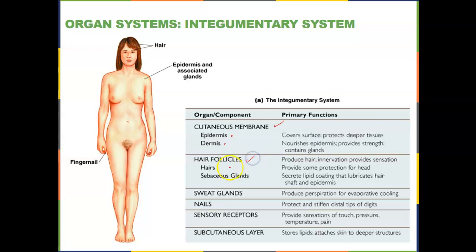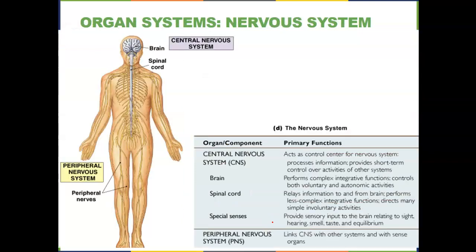Hair follicles, which include hairs and sebaceous glands, sweat glands, nails, sensory receptors that give us an idea about pressure, touch, temperature, pain, to some degree maybe chemicals, depending on the type of chemical. And then we have a subcutaneous layer. This is where lipids are stored, and this is what attaches our superficial layers of skin to deeper layers. So we'll get to that when we talk about the integumentary system.